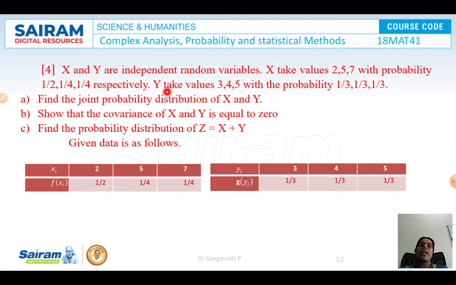X and y are two independent random variables. X takes the values 2, 5, 7 with the probabilities 1 by 2, 1 by 4, 1 by 4 respectively, and y takes the values 3, 4, 5 with the probabilities 1 by 3, 1 by 3, 1 by 3. Find the joint probability distribution of x and y. Show that the covariance of x and y is equal to 0, and find the probability distribution of z, which is equal to x plus y. These are the marginal distributions given.